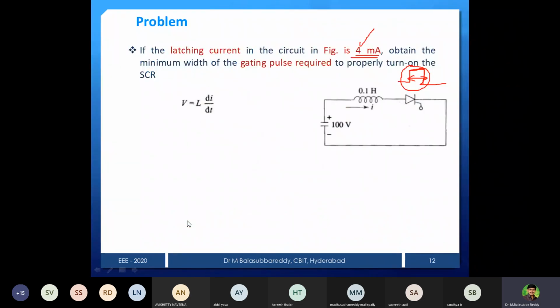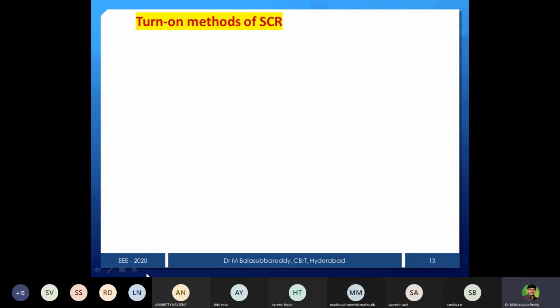Now we'll go for the next one, turn on methods of SCR. So this is one of the important topics. We are required to give the gate bias to break the junction J2, only then the thyristor is going to be fired. So we have some turn on methods. We'll see them one by one. Already we noticed two things. One is forward voltage triggering, another one is gate triggering.